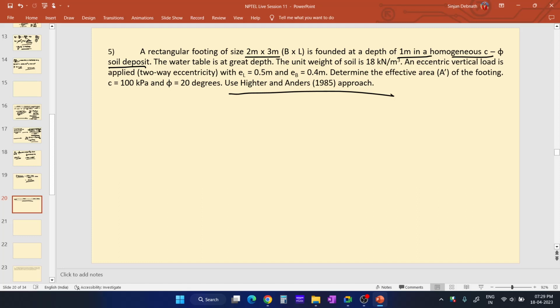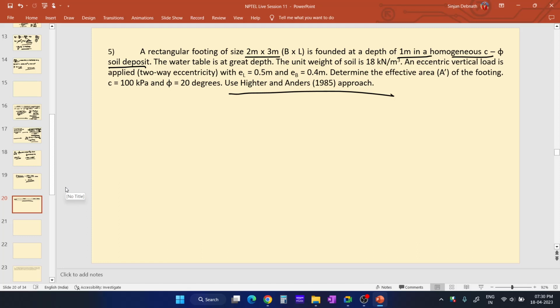So there is a rectangular footing of 2 meter by 3 meter. It is founded at a depth of 1 meter in a C-phi soil deposit. The water table is at a great depth. The unit weight of soil is given, and here an eccentric vertical load is applied, with eccentricity along the length EL of 0.5 meter and eccentricity along breadth of 0.4 meter. So we have been asked to determine the effective area of the footing.